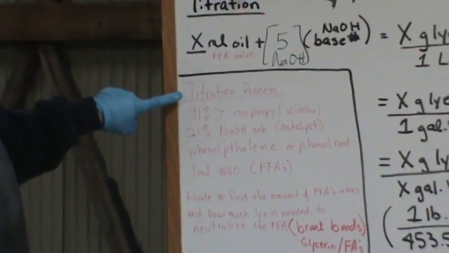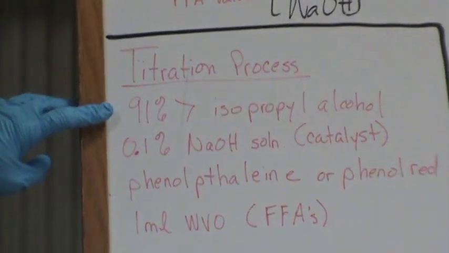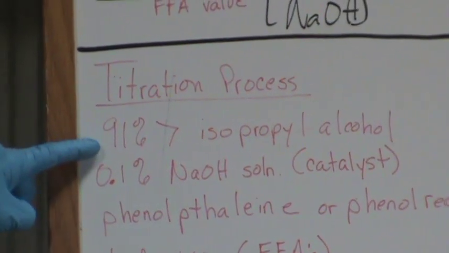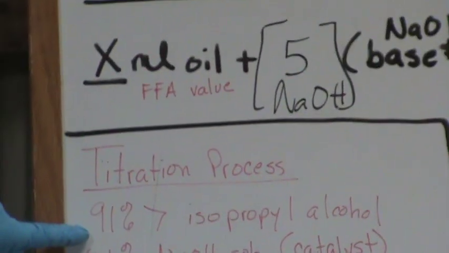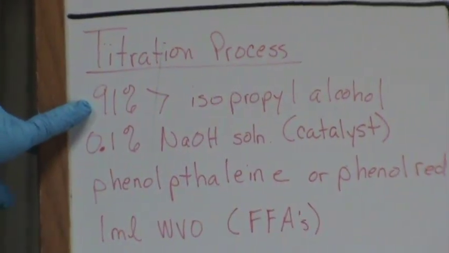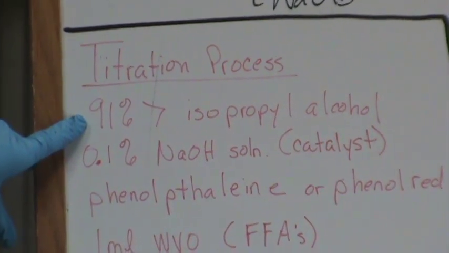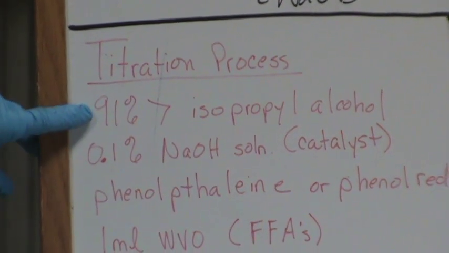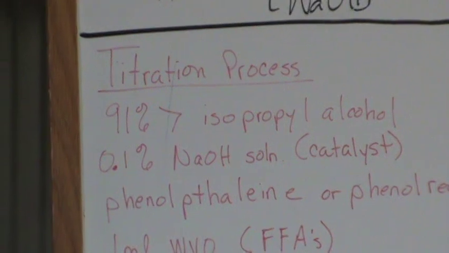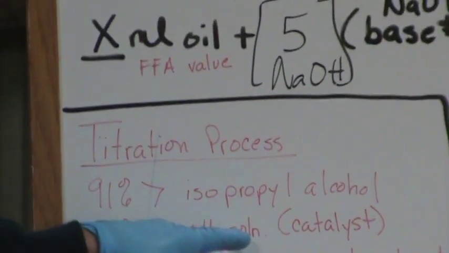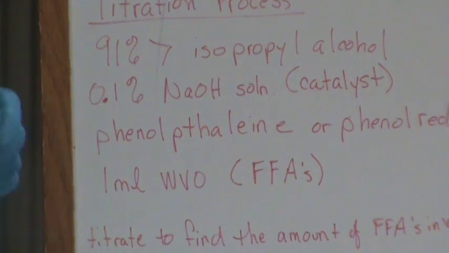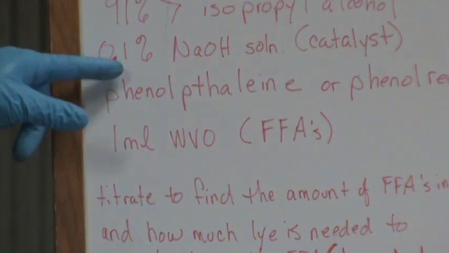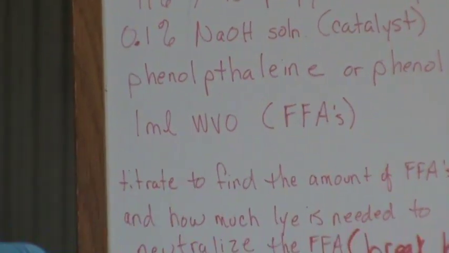So basically, the chemicals that you will need to do your titration: isopropyl alcohol, but it's very important to note that it needs to be 91% or higher isopropyl alcohol. So if you go to the drugstore and buy 70% isopropyl alcohol, your titration may be incorrect because that has too much water in it. 91% or higher, that's very important. Then you're going to need a sodium hydroxide solution. This is your catalyst of choice. You can use sodium hydroxide or potassium hydroxide, but you must make a 0.1% solution to do this titration with.